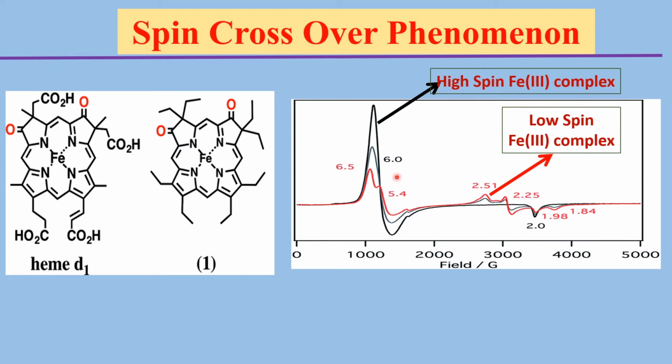The g value, this peak, the black one, corresponds to high spin. On adding a ligand, imidazole for example, the high spin complex is converted into a low spin complex. The g values are these. The peak height decreases because the low spin complex is formed. The spin conversion can be studied using ESR spectroscopy, EPR spectroscopy.